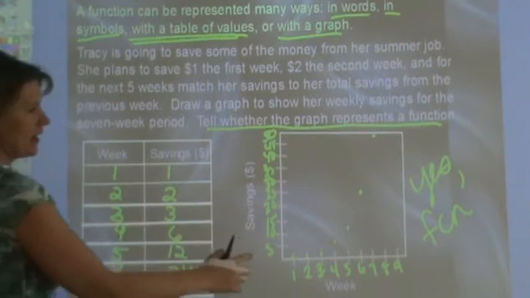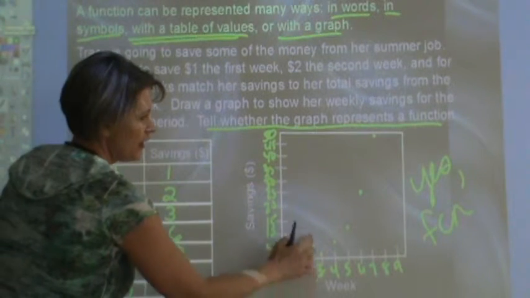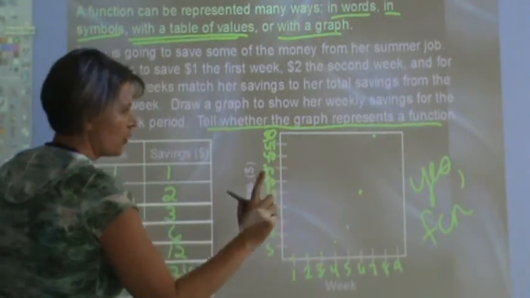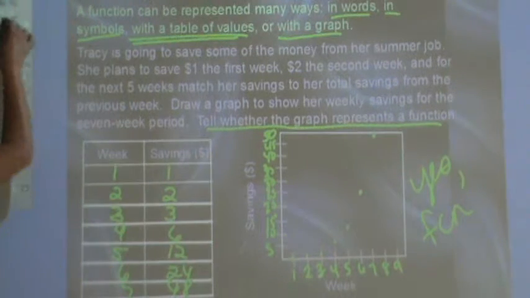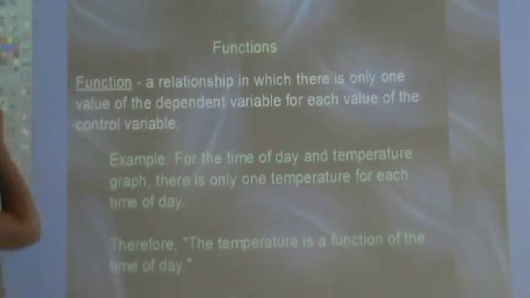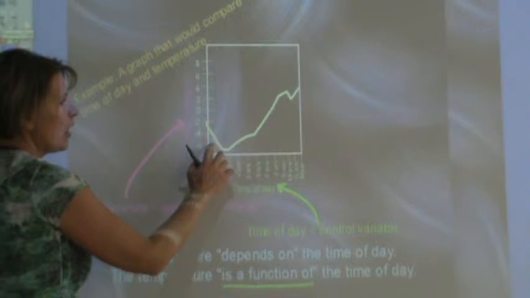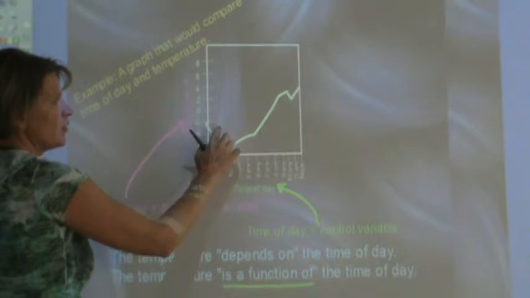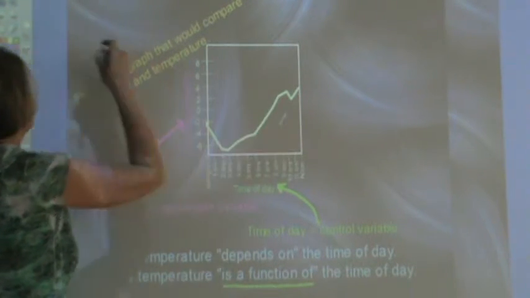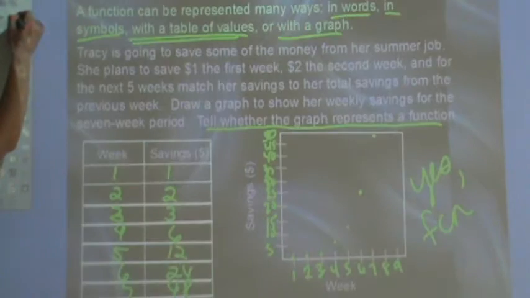We can prove that back here. There's never any point directly above it, because there's only one savings for every week. Same back here for the time of day. There's only one temperature for each time of day, so nothing lies vertically above it. So there's 2 examples right there.